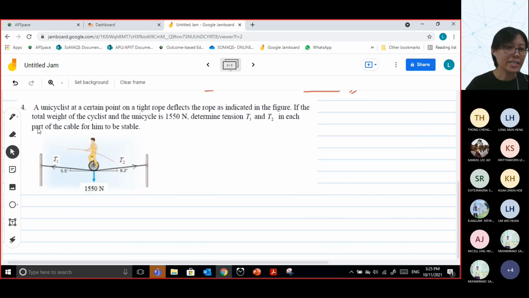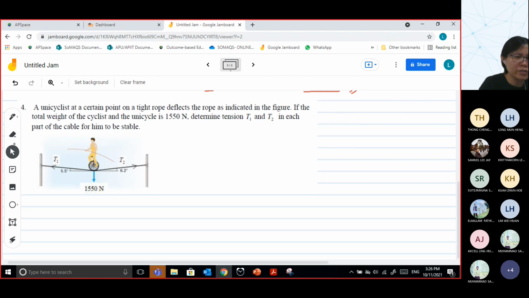A unicyclist at a certain point on a tight rope deflects the rope as indicated in the figure. If the total weight of the cyclist and the unicycle is 1550 Newton, determine the tension T1 and T2 in each part of the cable for him to be stable. Since it says stable, it means it is in static equilibrium.